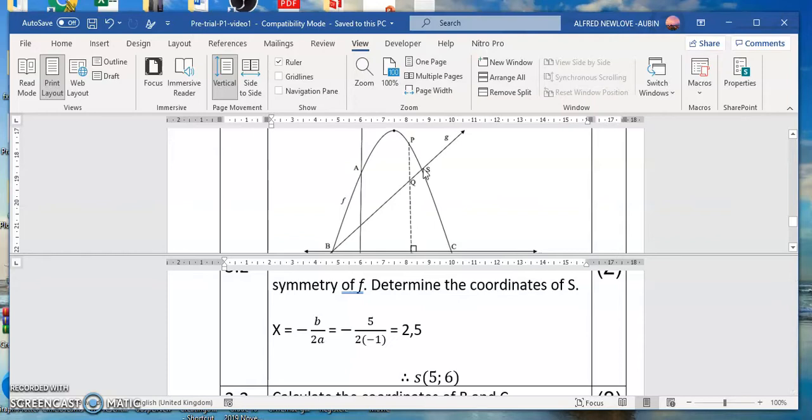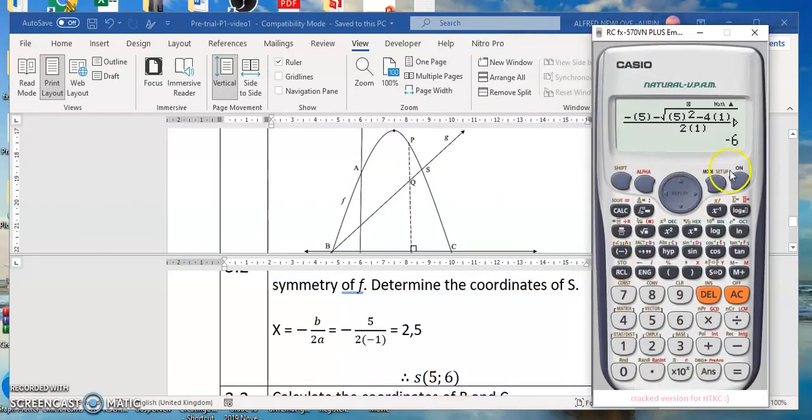Alright. So 2.5 plus 2.5, what is that going to give us? Let's visit our calculator. 2.5 plus 2.5 gives us 5. That is this one, the x value. But our y value is still going to be 6.